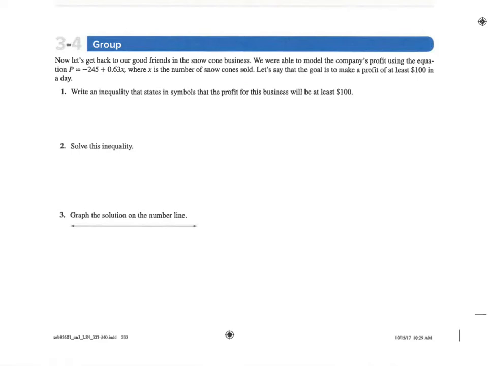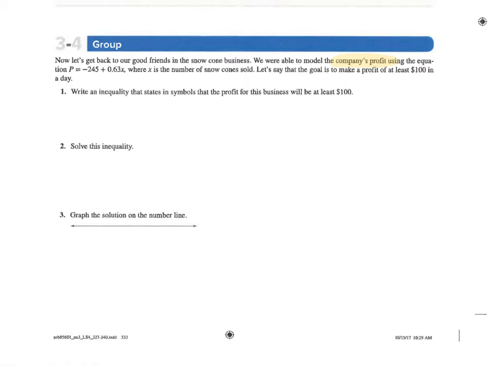All right, we're in section 3.4, the group portion. We're on page 333. Now let's get back to our good friends and the snow cone business. We were able to model the company's profit, so we're going to have some application problems here, so that's important.